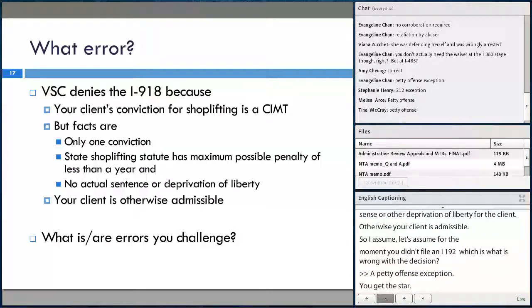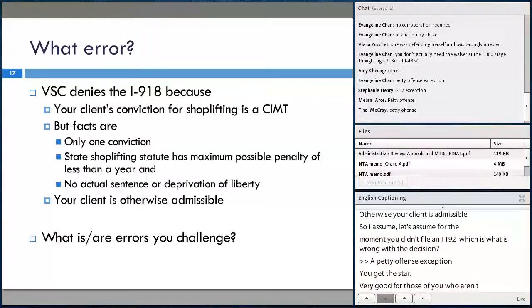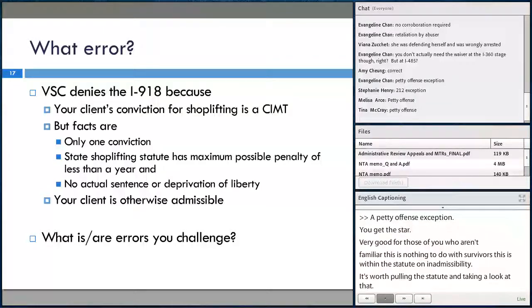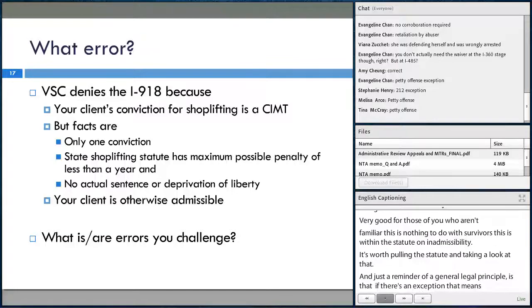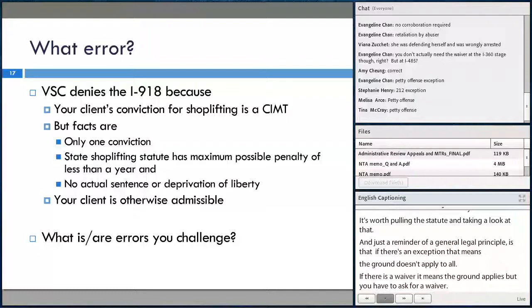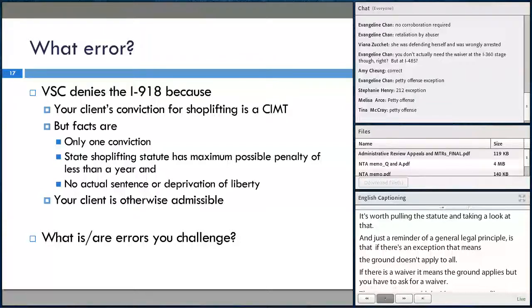This is within the statute on inadmissibility for crimes of moral turpitude. And it's worth actually pulling the statute and taking a look at that section, 212(a)(2). And just a reminder of a general legal principle is that if there's an exception, that means the ground doesn't apply at all. If there's a waiver, it means the ground applies, but you then have to ask for a waiver. So the reason you could decide not to even file an I-192 in this case is your argument is the crime of moral turpitude ground doesn't apply at all because the petty offense exception applies. Now, practically whether you want to do that, that's something we should talk to you about in some one-on-one TA. But that would be your legal argument.